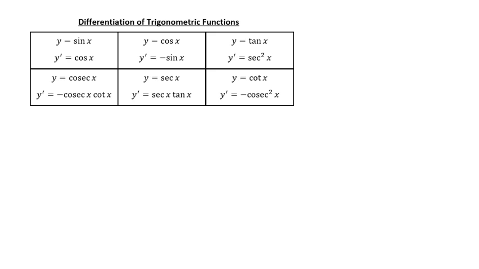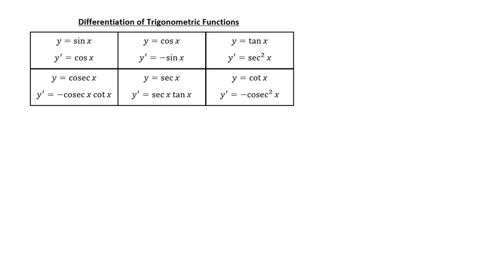Okay, so if you look at this little table, the top 3 facts are ones that we've already proved in previous lessons of PowerPoints. So we know that if you differentiate sine x, you get cos x. If you differentiate cos x, you get minus sine x. And if you differentiate tan x, you get sec squared. So those 3 facts we already knew. The 3 underneath are the new ones.